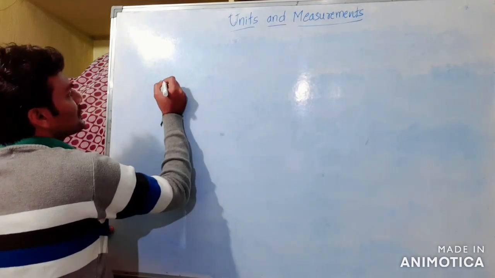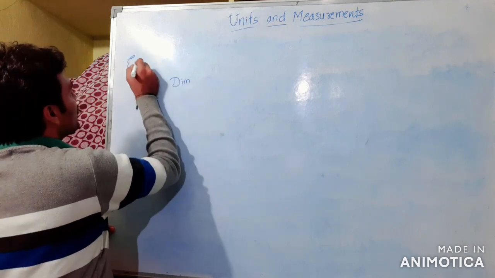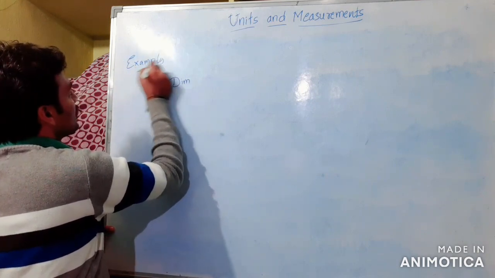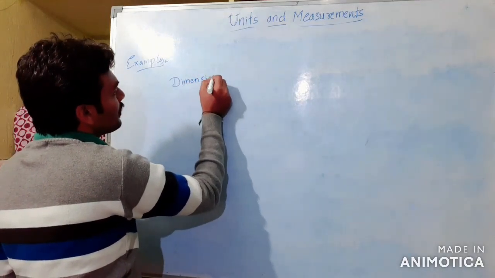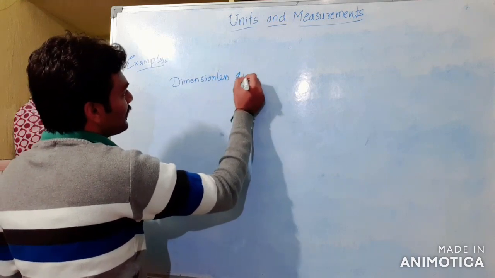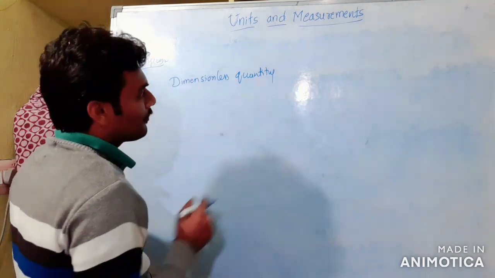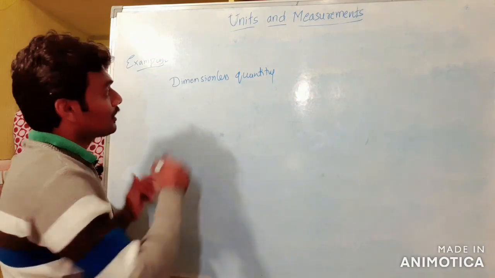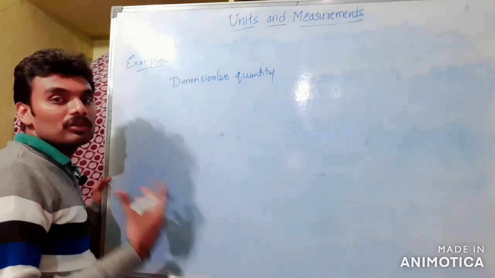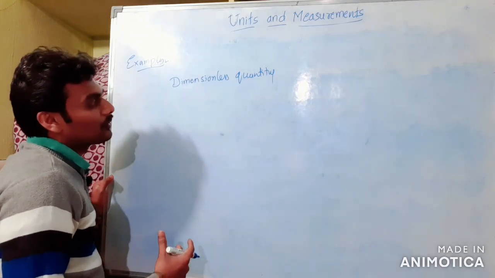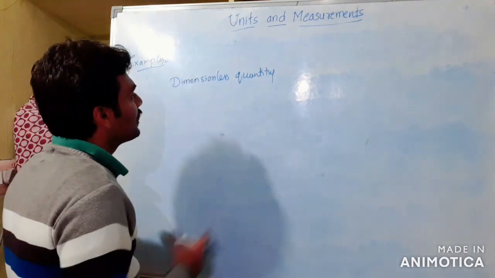So first I have a few examples. These are all examples that I'm taking now. If I am asked to give an example for a dimensionless quantity, I can make a table. Some of the quantities are both dimensionless and unitless, and some of the quantities are only dimensionless, but they do have units. Let me give you the example.